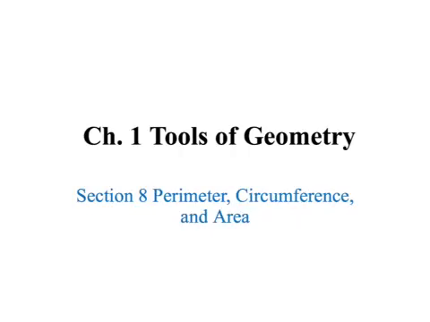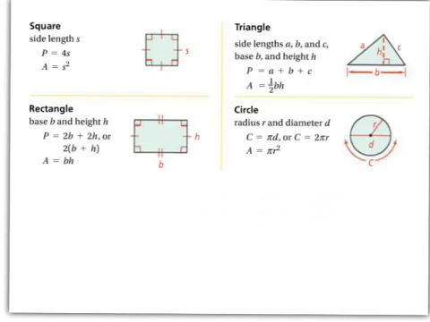Chapter 1, Section 8, Perimeter, Circumference, and Area. Take a minute to copy down the following formulas. For a square, how to find the perimeter and the area. Triangle, perimeter, area. Circle, circumference, which is basically the perimeter of the circle, and the area. And for a rectangle, perimeter and area.